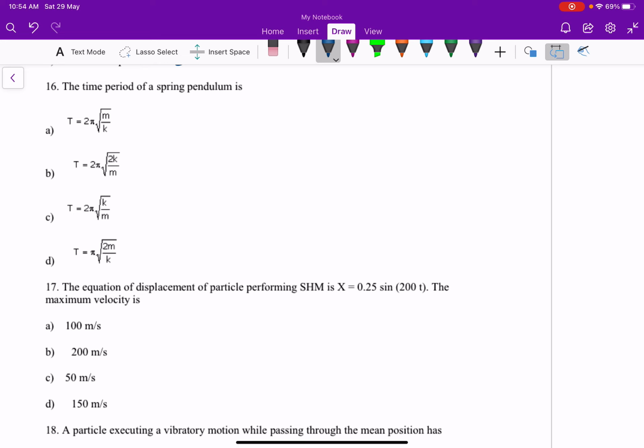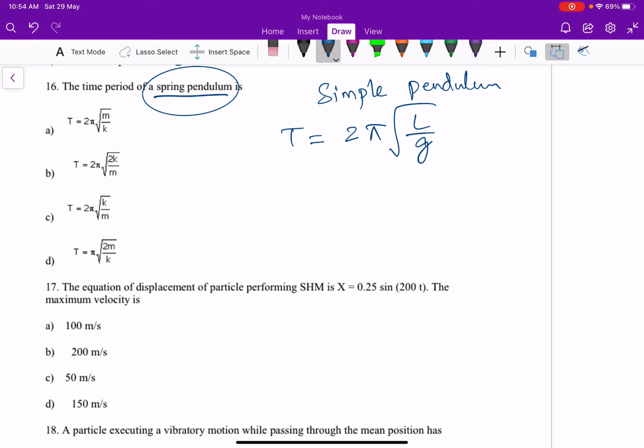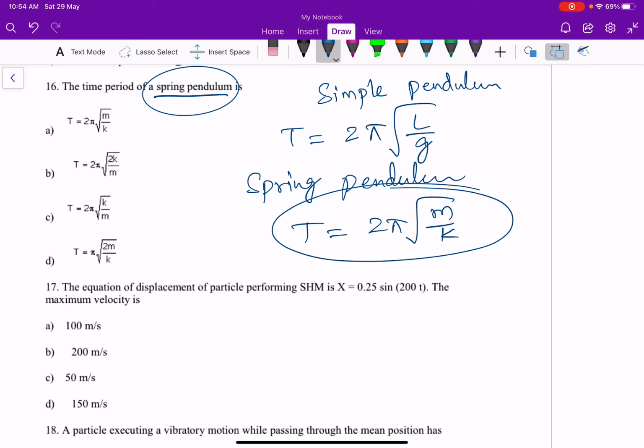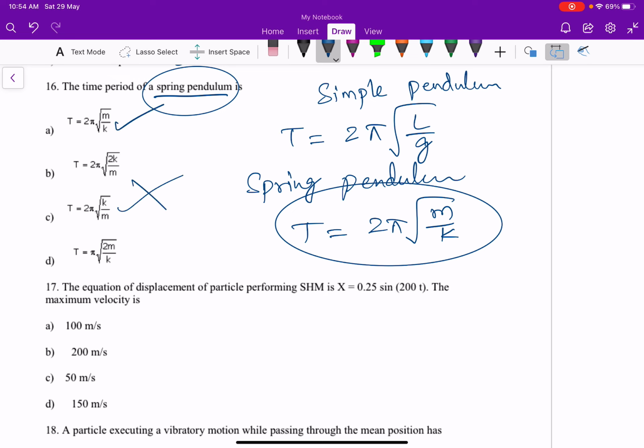The time period of a simple pendulum is T equal to 2 pi under root of L by g. Sorry, it is not a simple pendulum. The simple pendulum expression is 2 pi root L by g, but he has asked about the spring pendulum, that means a spring mass system. For spring pendulum, time period T is equal to 2 pi under root of m by k, which is the correct answer. Answer A is correct.